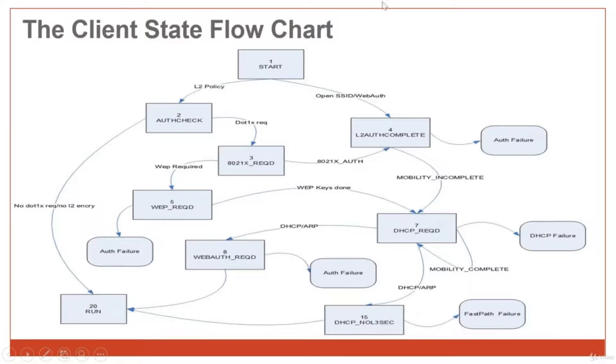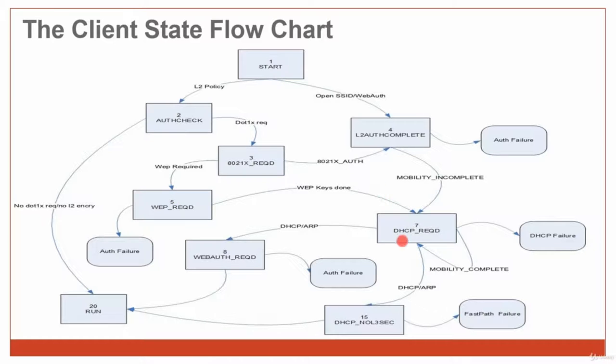This is the final flow chart. Here you can see on your screen that is start, check the authentication, then .1x required, then your L2 is completed. If it is not, authentication failure. If it is, then you will go and move to the WPA required. WPA should be 100% successful. Then you will go and move to the next step.